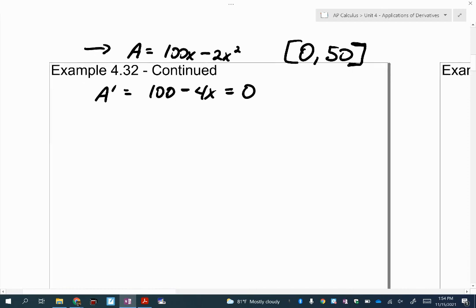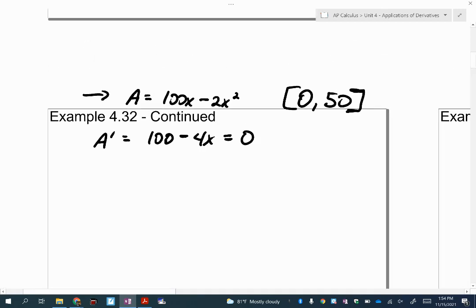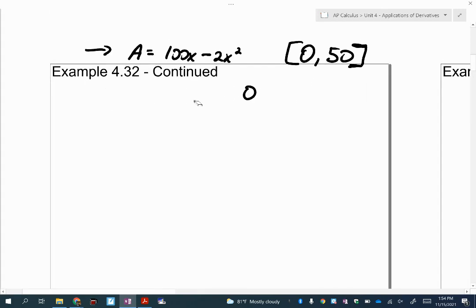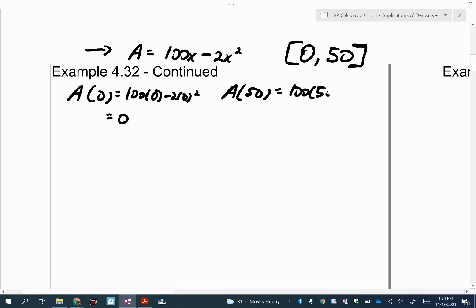So if I plug in my endpoints, let me do that first real quick. I'll do the derivative here in a second. If I plug in my endpoints, I get 100 times 0 minus 2 times 0 squared. That's going to be 0. Then I get 100 times 50 minus 2 times 50 squared. I don't actually know what that is, but if you plug it into a calculator, you end up getting 0 as well.